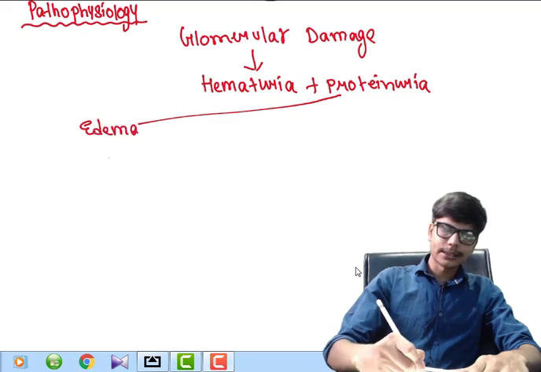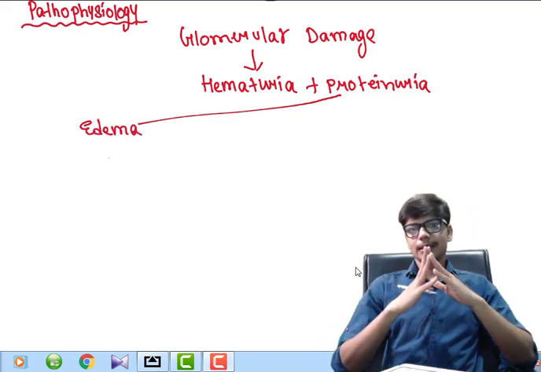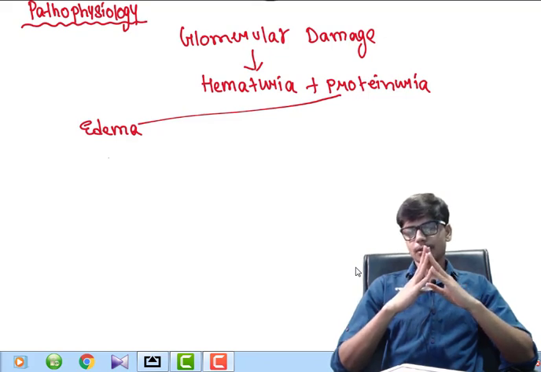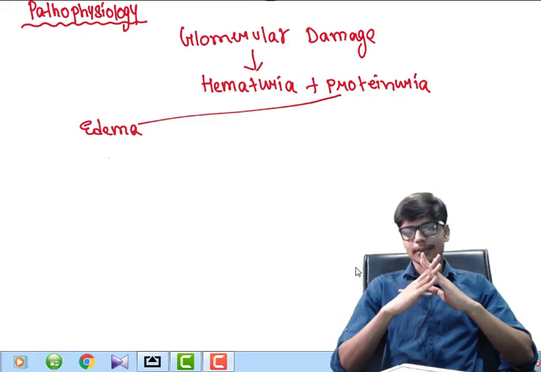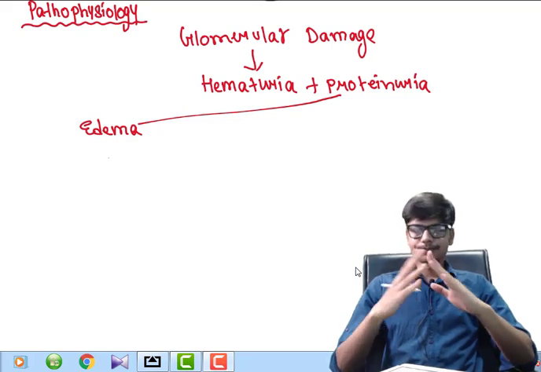As there is reduced albumin in the circulation, the osmotic function of the protein is lost. As the protein is lost, the osmotic function of the circulating fluid is lost, which results in shifting of fluid from one compartment to another, resulting in edema.